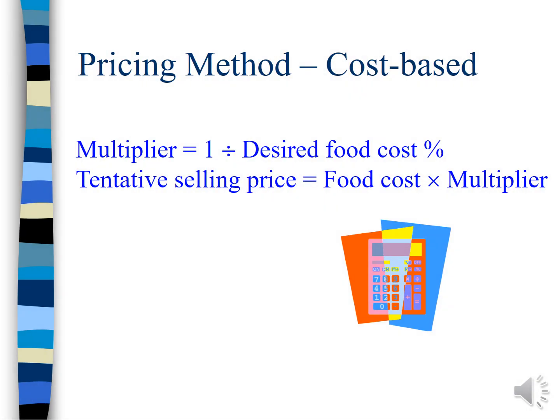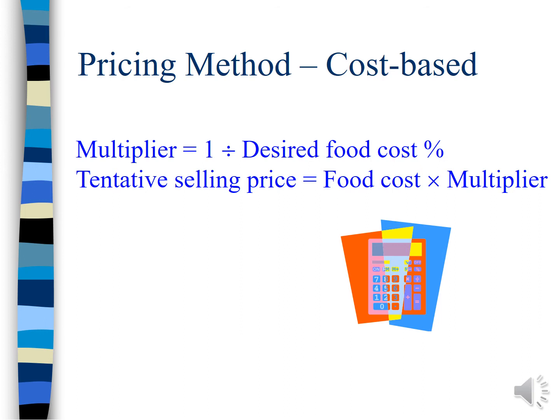Cost-based pricing is the most common practice among service industry firms, including food service. Before calculating the selling price, operators have to establish the desired food cost percentage. Based on that food cost percentage, a multiplier is determined by taking the reciprocal of the percentage, 1 divided by the desired food cost percentage.